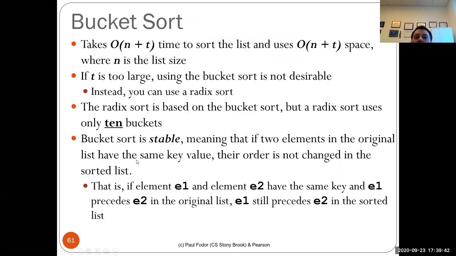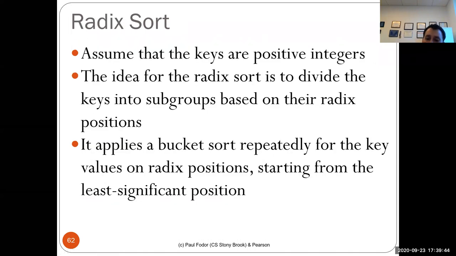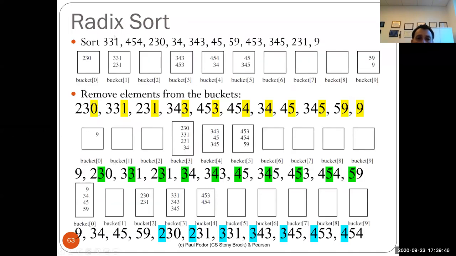Okay. So let me show you directly how this works. Let's assume that the key is the last index. So the elements that I have here are distributed based on the last index, the last digit in the integer, into a bucket. So 331 is distributed to bucket one because the last digit is one. 445 is distributed at index four. 230 is distributed at index zero because the last digit is zero.